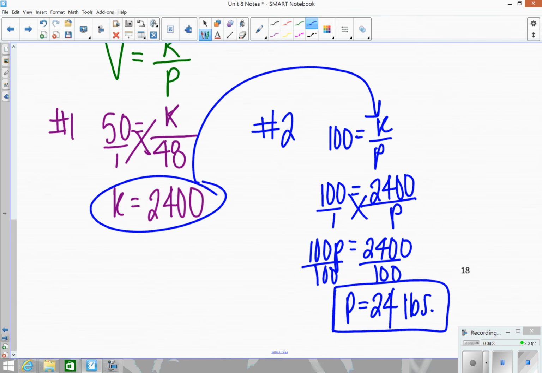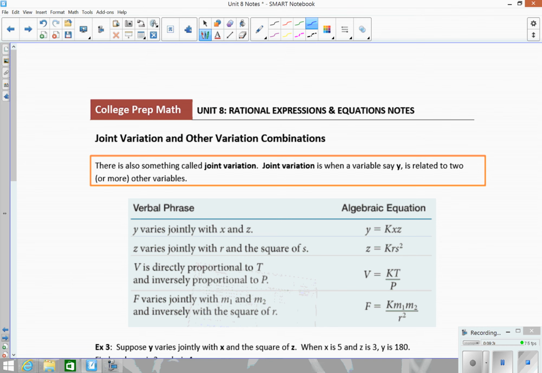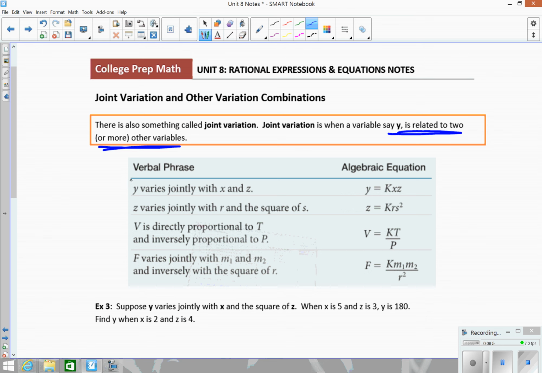The last type is basically a combination. So it's called joint variation. So basically joint variation is when we have a variable and it's related to two or more other variables. So let's say we have y and it's related to two or more other variables. So what happens is it could be directly related to, let's say, x, but inversely related to z. So let's look at some examples of how you would set this up.